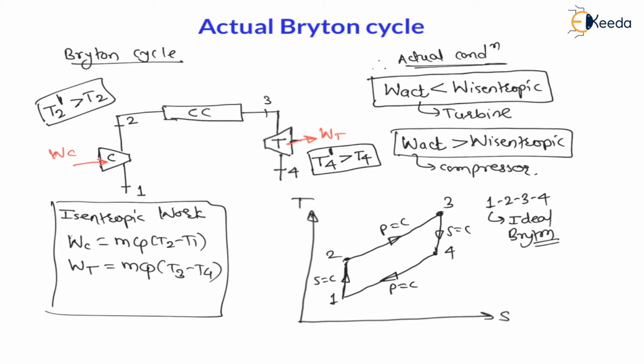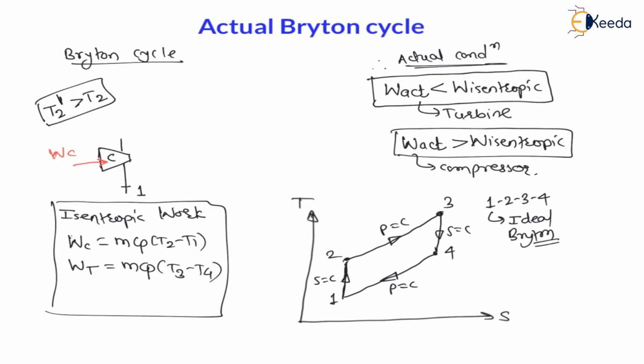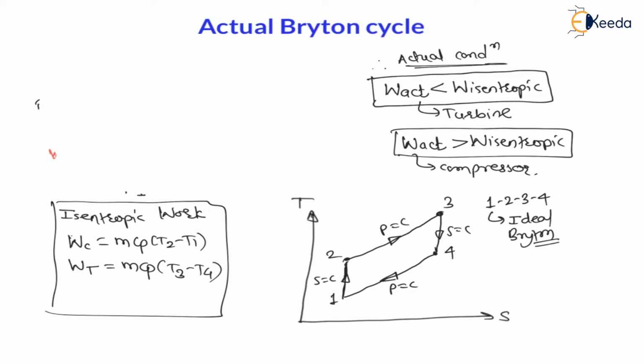Now once you understood this concept, I am erasing this data. Let us find the actual efficiency of this cycle. We are moving towards finding the actual efficiency of this cycle. Now my dear students, as the compressor is not 100% efficient, we will get the efficiency of the compressor. For the compressor, the actual work is more than the isentropic work, right?